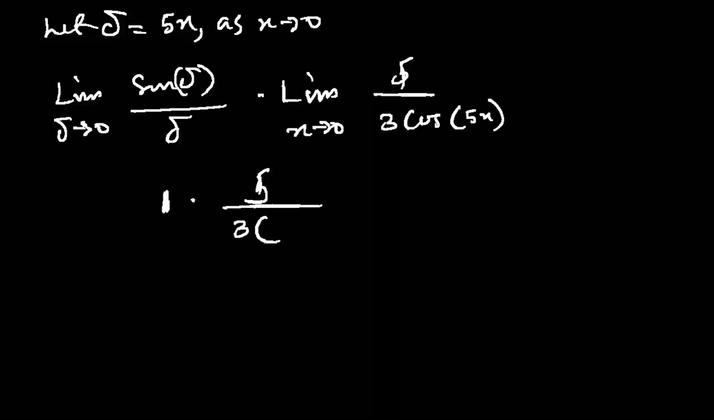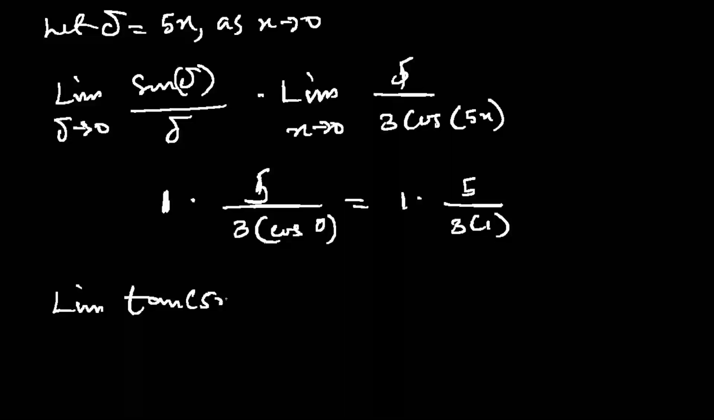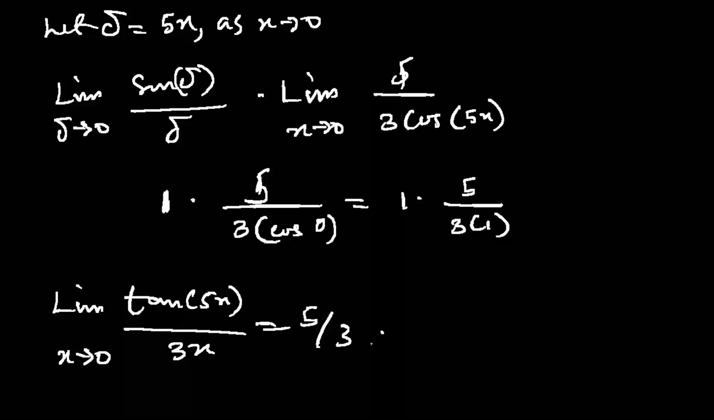So let's go on now. This will be 5 all over cos 0. Cos 0 is what? 1. So we have 1 times 5 all over 3 times 1. That means the limit of the tangent of 5x divided by 3x as x tends to 0 is equal to 5 over 3. And that's how to evaluate the limits of a trigonometry function. I hope you understand this now.